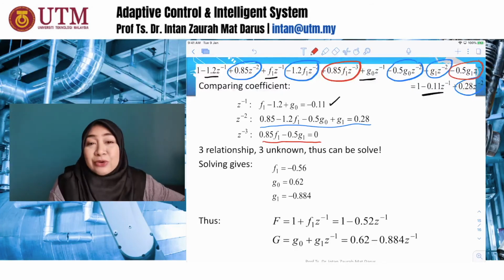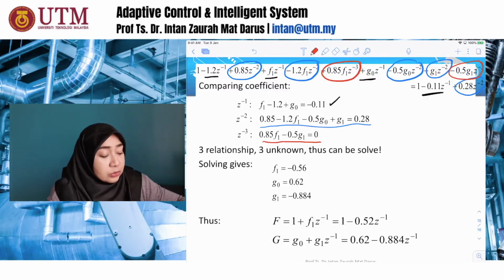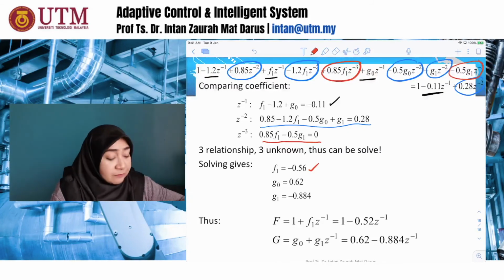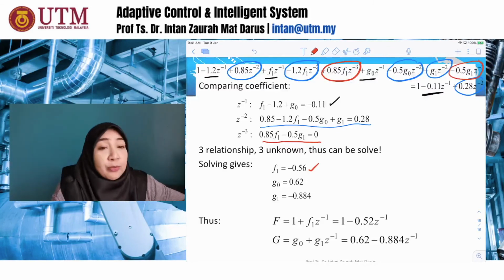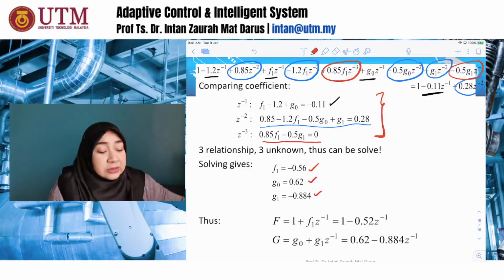So I have three unknowns and three equations. When I solve these, I can use a calculator and put in all these values to solve the equations. Then my solution is F1 equals 0.58, G naught equals 0.62, and G1 equals negative 0.884. These are the values that I got by solving these three equations with three unknowns, by doing substitution and whatnot, or you can just use your calculator to do it.